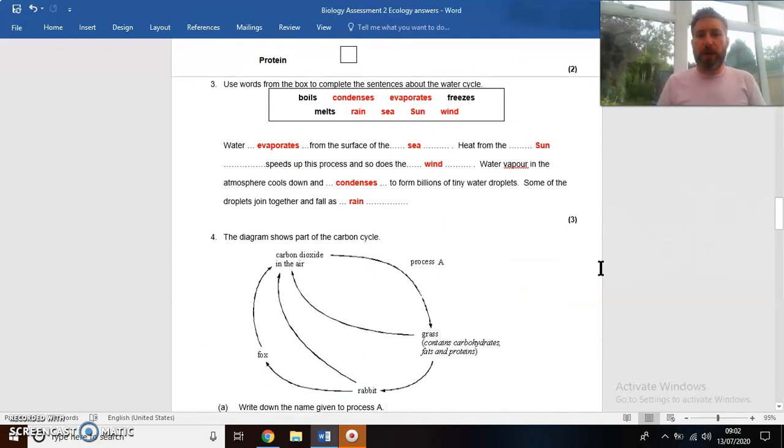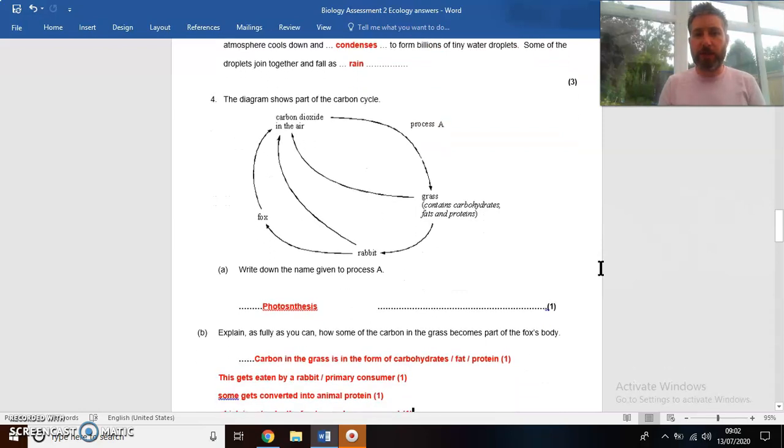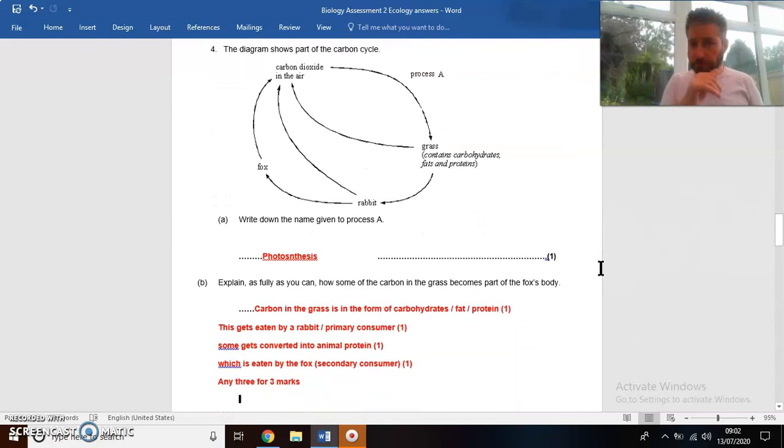Right, question 3 was the water cycle, and again we did really well on that, so well done. Water evaporates from the surface of the sea, heat from the sun speeds up this process, as does wind. Water vapour in the atmosphere cools and then condenses to form billions of tiny water droplets, and that falls as rain.